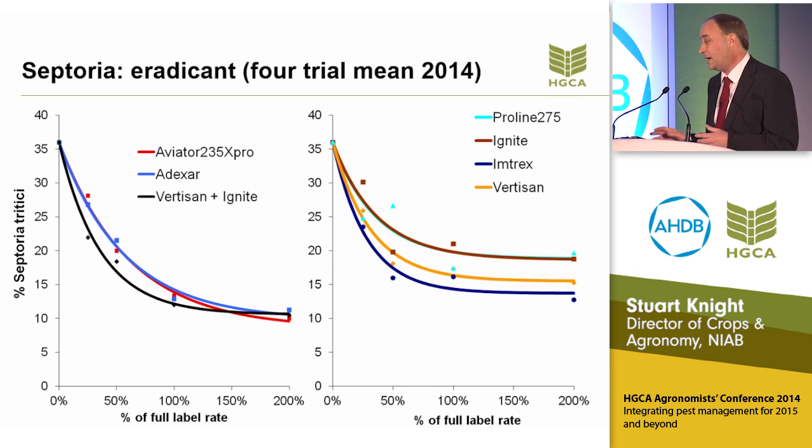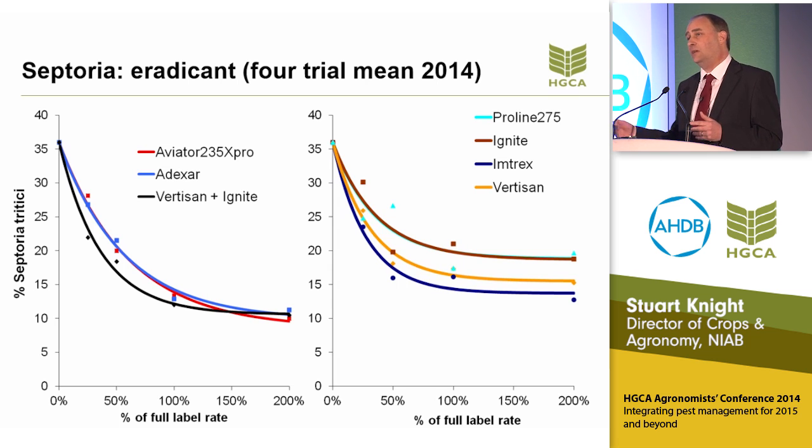On the left-hand side, we have our 3 SDHI azole mixtures again, and as we saw with the protectant activity, they're all performing very well compared to the single actives, and they are all giving relatively similar levels of performance against Septoria in terms of eradicant performance.